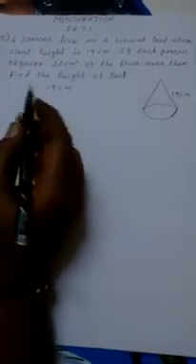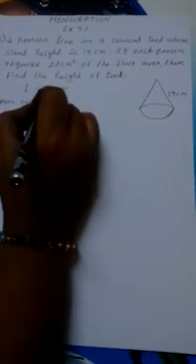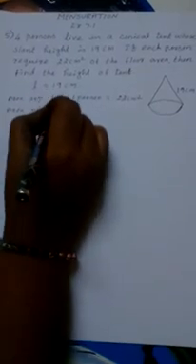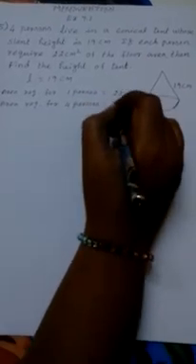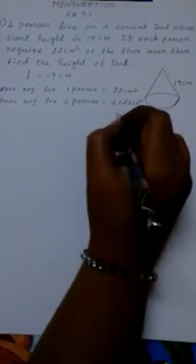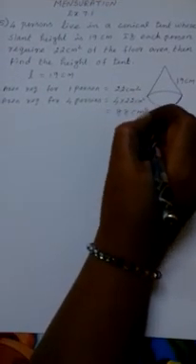Then here it is given that each person requires 22 centimeter square of floor area. That is the area required for one person. One person equal to 22 centimeter square. Here four persons are given, so the area required for four persons equal to 4 into 22 centimeter square, that is equal to 88 centimeter square.